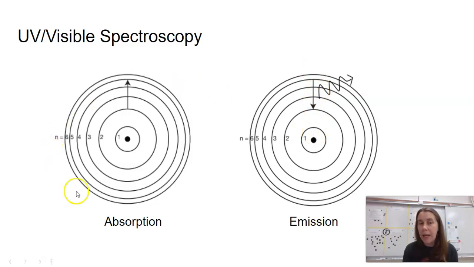Okay, so we cannot see absorption with our naked eye, but we can see emission. We can use a spectrometer to measure absorbance. And so with technology and equipment in the lab, we can visualize absorption spectroscopy, but we can't see it with our naked eye.